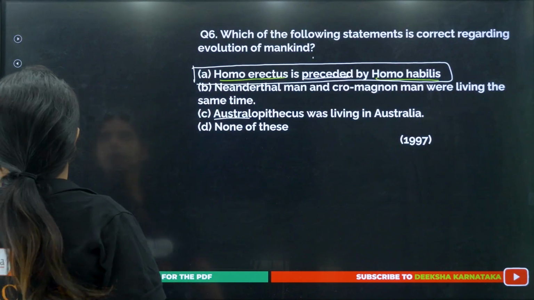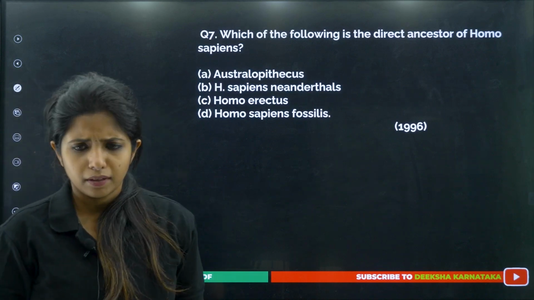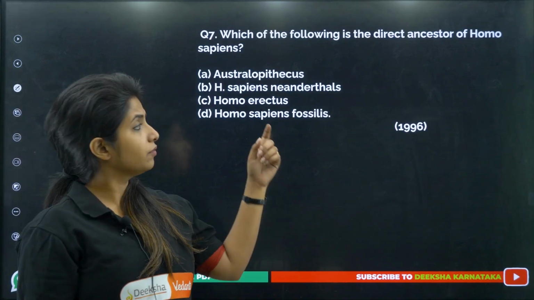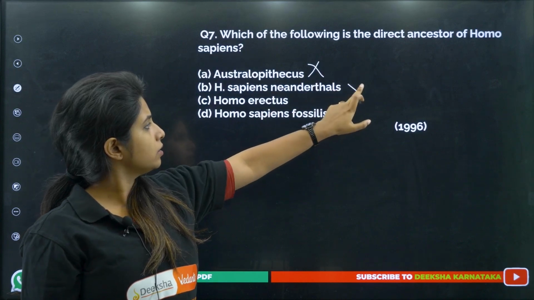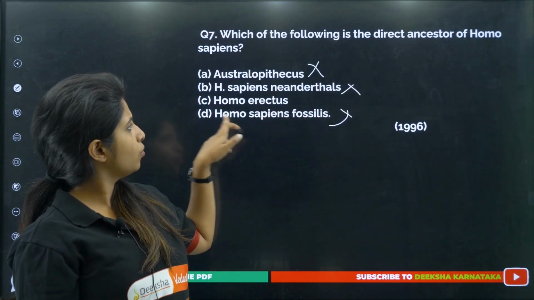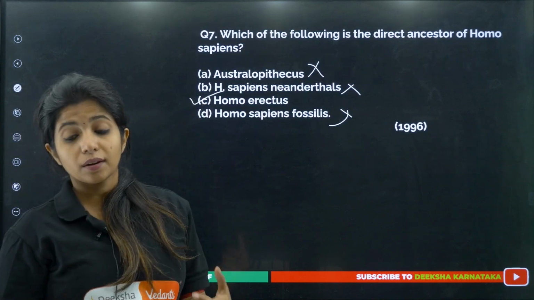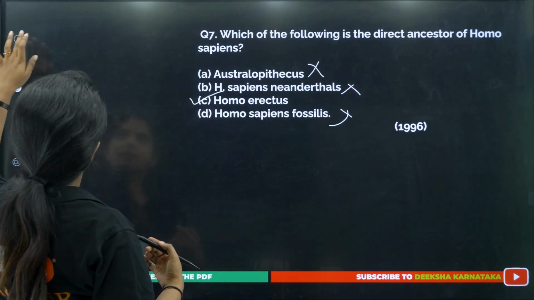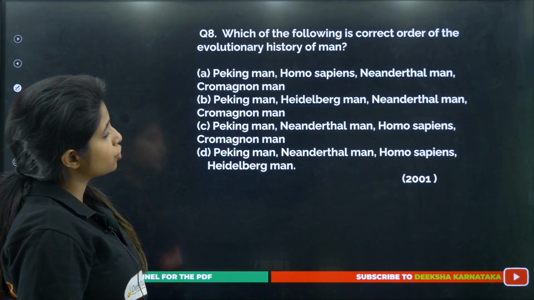1997 question. Which of the following is the direct ancestor of Homo sapiens? Now you tell me. Homo sapiens direct ancestor will be Australopithecus? No. Homo sapiens, Neanderthals? No. Homo sapiens fossilis? No. Homo erectus, direct ancestor. Easy question again. 1996. You see the number of questions that have come from this topic, which is why I said it's important. Now, which of the following is the correct order of evolutionary history of man?